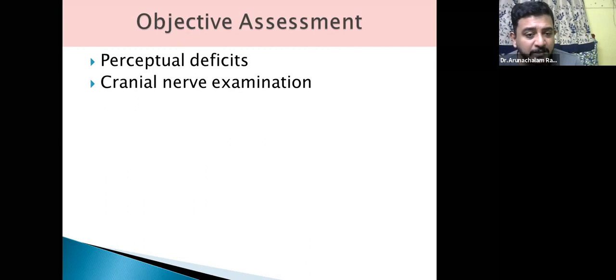Simply, for example, the patient doesn't know how to put on his dress. There are various types of apraxias, but they are not in the scope of this presentation. Next is the cranial nerve examination.